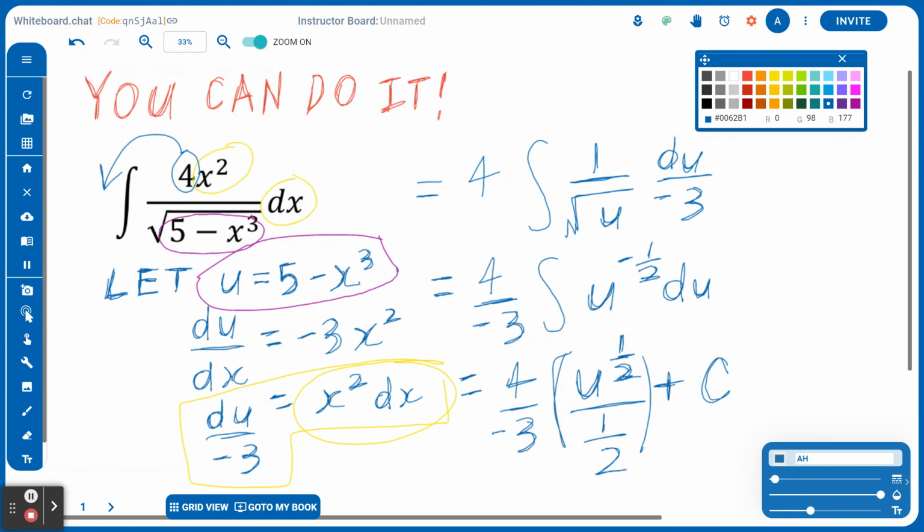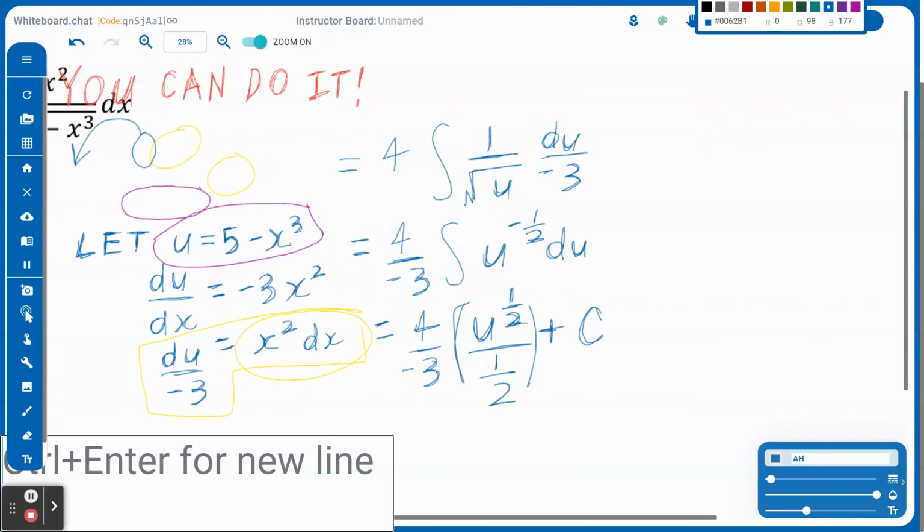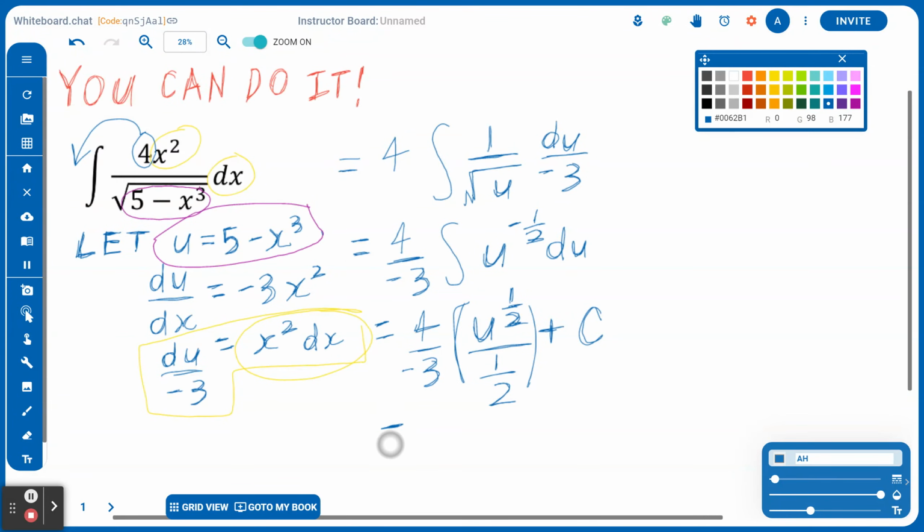Now here comes the final answer, and you can always double check by going the opposite direction. If I simplify this, you're dividing by half, so really multiplying by 2. 2 times 4 is going to be 8, divided by negative 3. If you go back, u is the same as 5 minus x to the power of 3, which I'm putting underneath the square root, because the square root is the same representation as to the power of half.